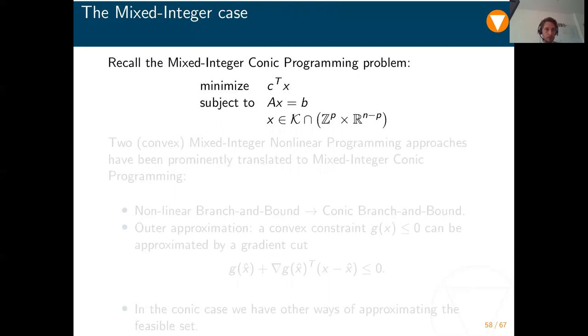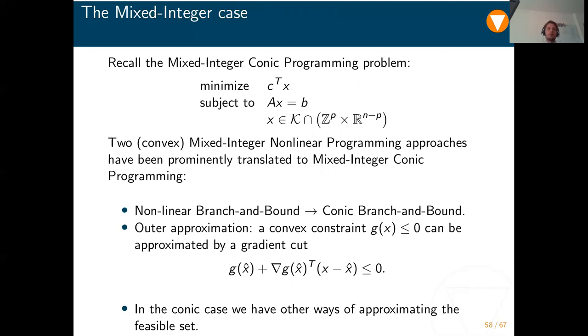If you think of a cone as being described by some function, so some condition involving a function, then you might see it as a special case of mixed integer nonlinear programming in functional form. So again, when you go back to SDPs, that's not necessarily the case. But let's just say intuitively, you might expect that many of the solution approaches to mixed integer nonlinear programs can be extended to the conic case. And that is probably true.